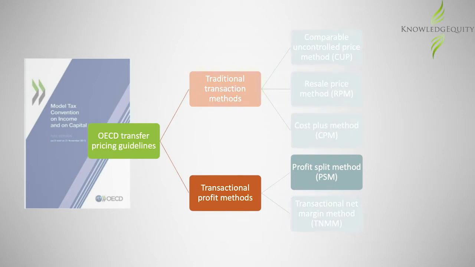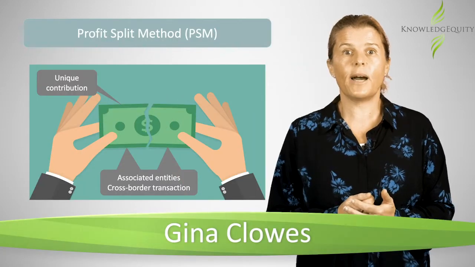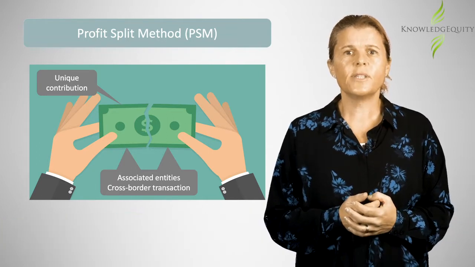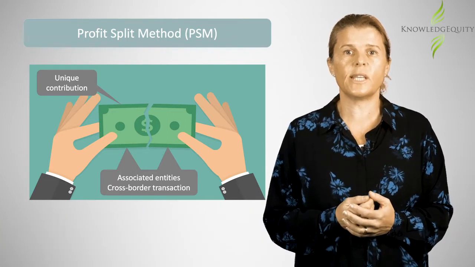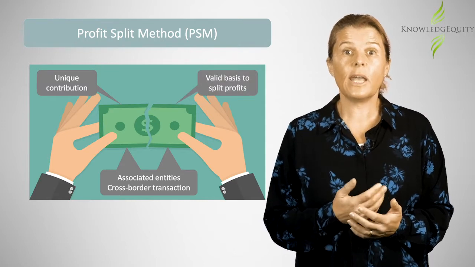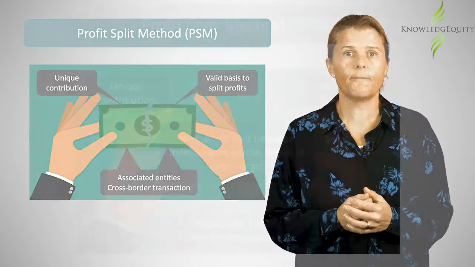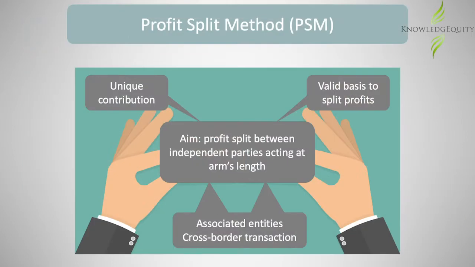The first is the profit split method, or PSM. This method potentially applies where associated entities in a cross-border transaction have something unique to offer to a transaction. And there is also an economically valid basis for splitting the profits between the entities. The aim is to approximate the way that profits would have been split between independent parties acting at arm's length.